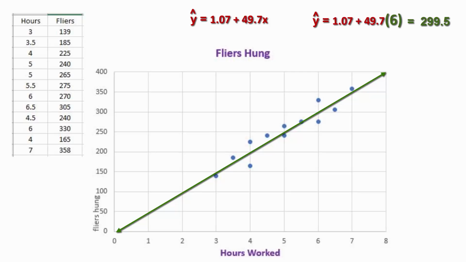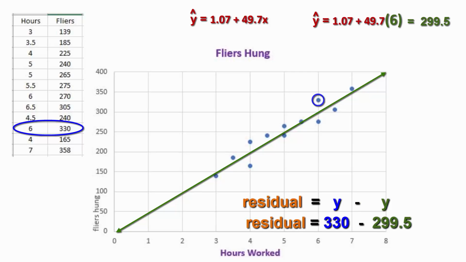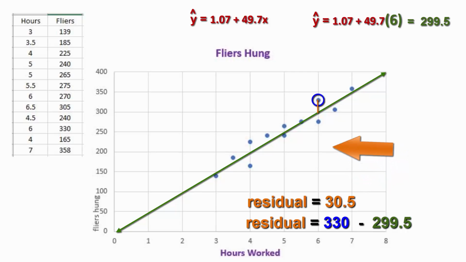In our random sample, we observed a person work 6 hours that hung 330 flyers. A residual describes how far our observed y is from the predicted y. The residual is 330 minus 299.5, 30.5. Therefore, the person hung 30 flyers more than what was expected, a productive workday.